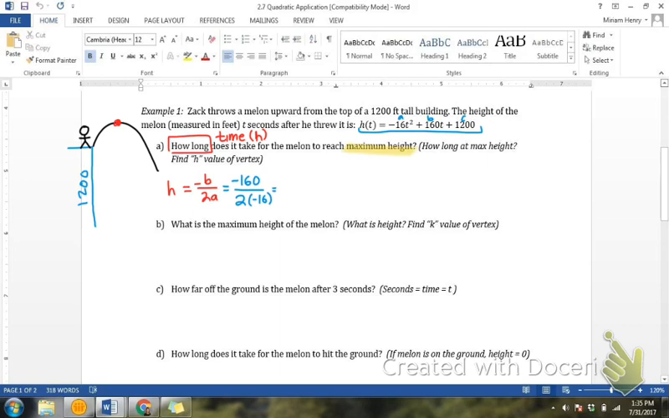Daniel, what do you get? 5 exactly? Anybody else get 5 exactly? Okay. So negative 160 divided by negative 32 is 5. Okay, so that means it takes 5 seconds to reach maximum height.